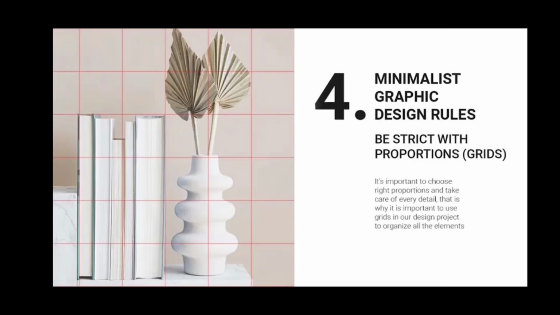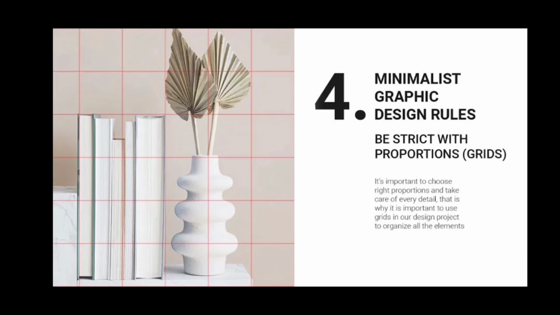Rule number 4. Be strict with proportions or grids. It's important to choose the right proportions and take care of every detail. That's why it's so important to use grids in our design project to organize all the elements. It's just about placing your graphic design elements in such a way that it makes sense. If you don't make the proportion right and randomly place graphic design elements, your design will not be meaningful and it's not going to make any sense.